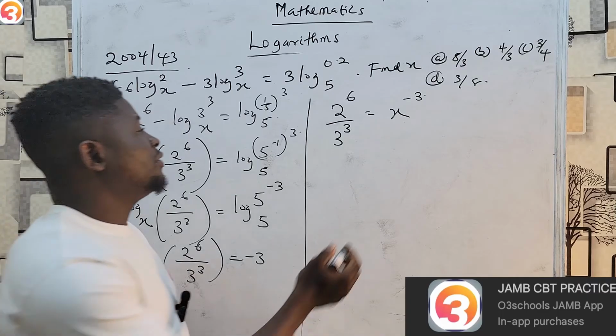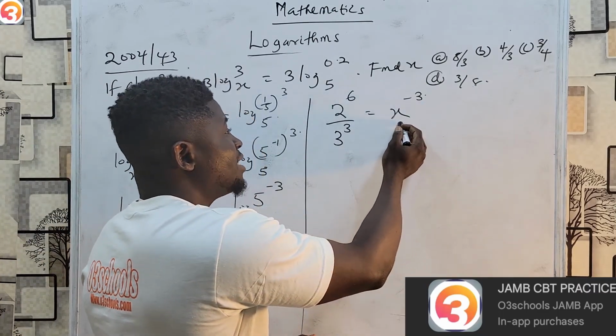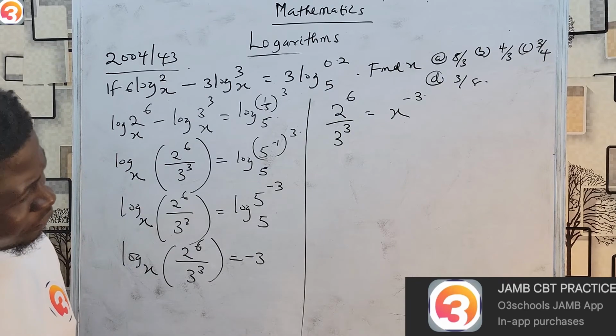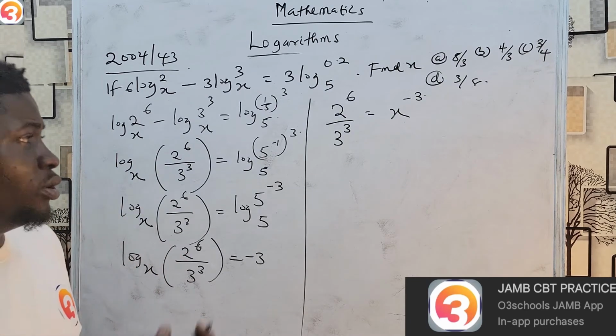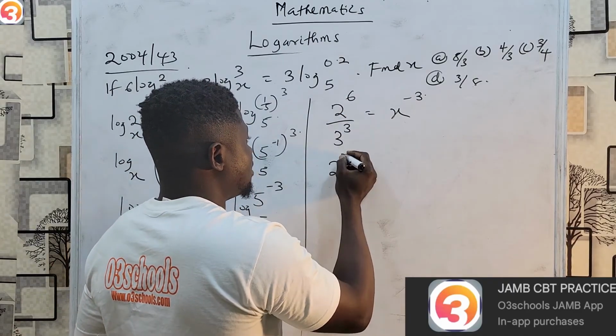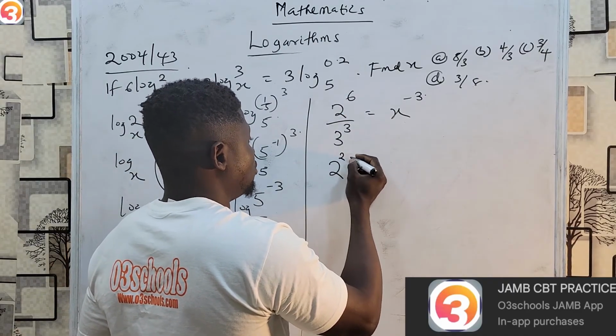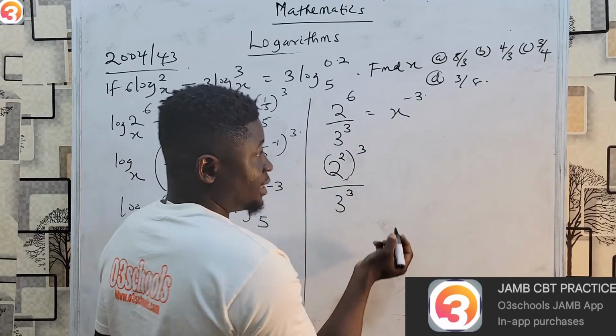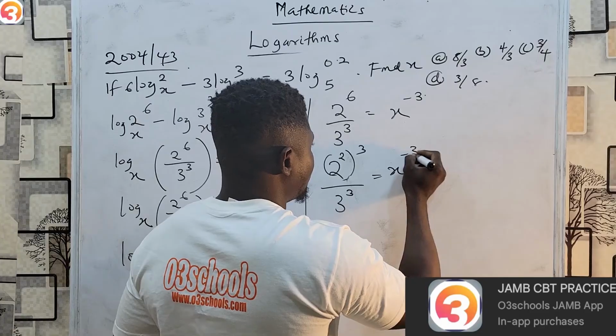Again, we're not looking for x raised to the power 6, and we're not looking for x raised to the power minus 3, but we're looking for x. So what do we do next? We have to look for a way to shuffle it. So 2 raised to the power 6 is the same thing as 2 raised to the power 2 over 3, raised to the power 3, which is equal to x raised to the power minus 3.